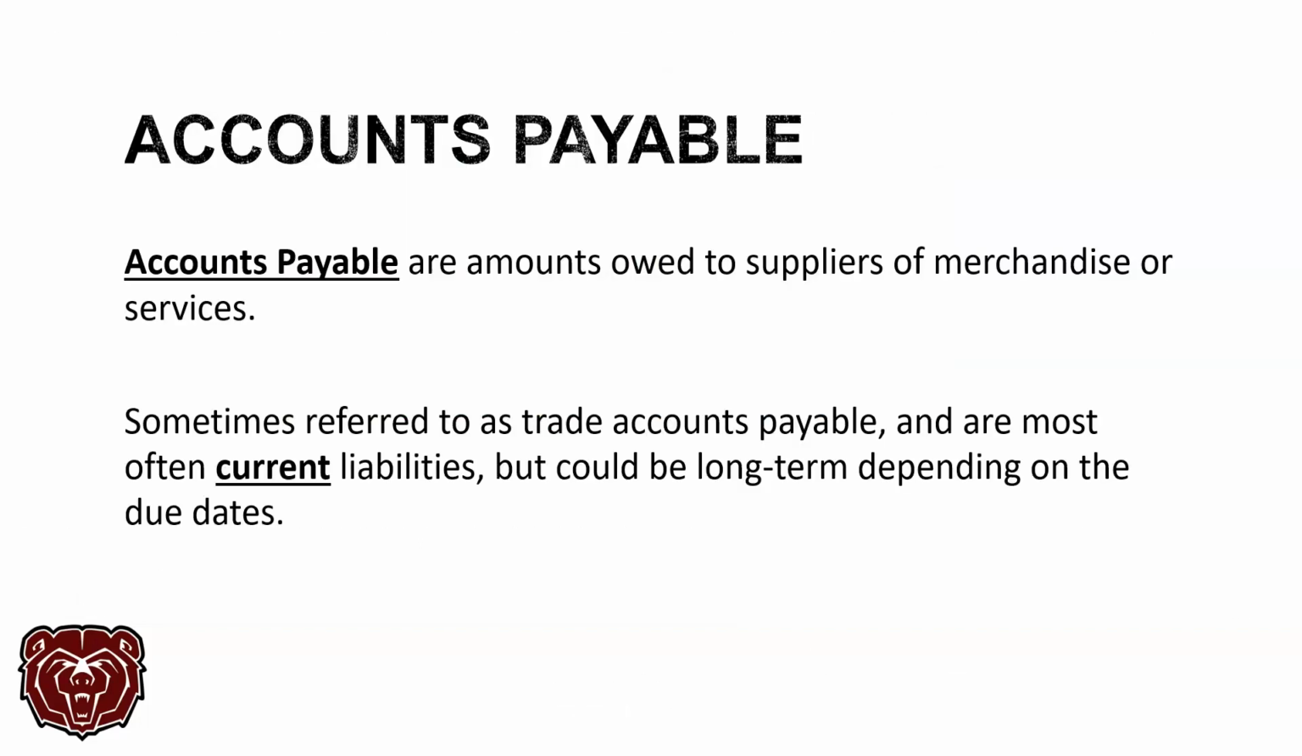Okay. Let's talk about accounts payable really quickly. Accounts payable, these are very informal contracts, kind of. You're buying inventory from a vendor, and they say your credit's good enough that we will allow you to pay us the cash later. Okay. Sometimes you'll hear this called trade accounts payable. They are most often current liabilities. I will say that in this class, they will always be a current liability.